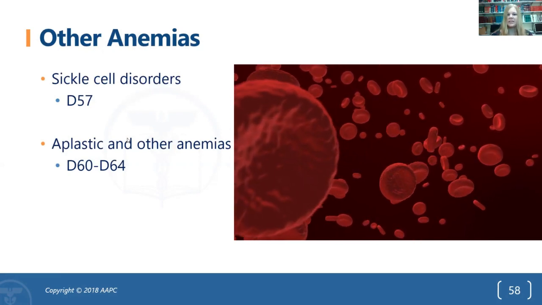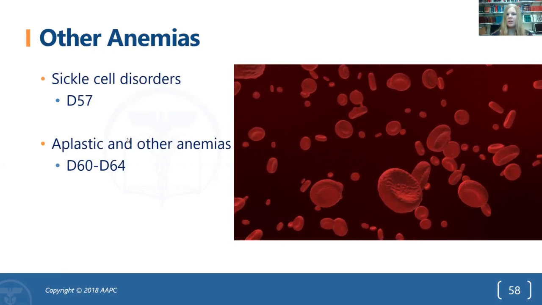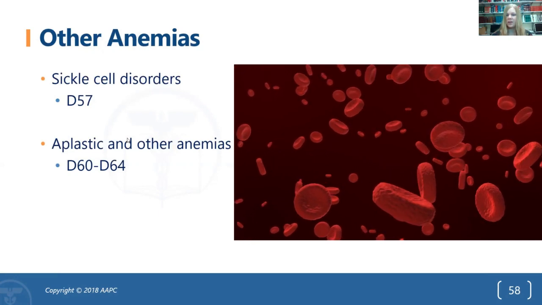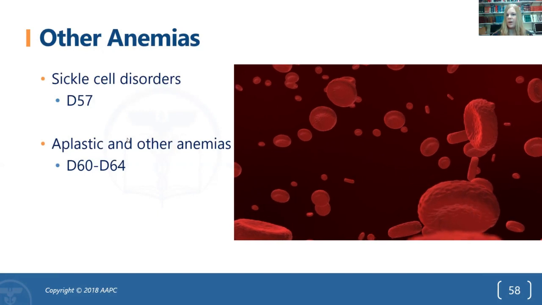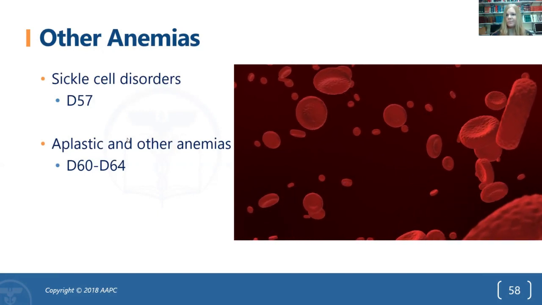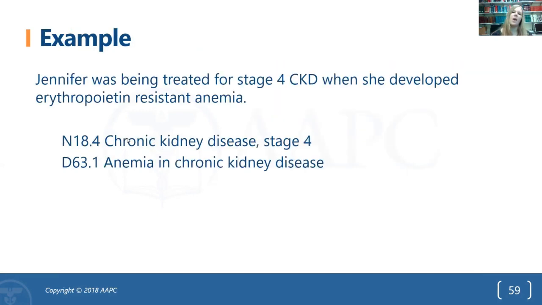Code block D60 through D64 contains codes for aplastic and other anemias, including anemia in chronic diseases classified elsewhere and secondary anemias. Note that D63.1 is coded second due to the code first note that's associated with it. The note says to code first any associated underlying chronic kidney disease, which is category N18.